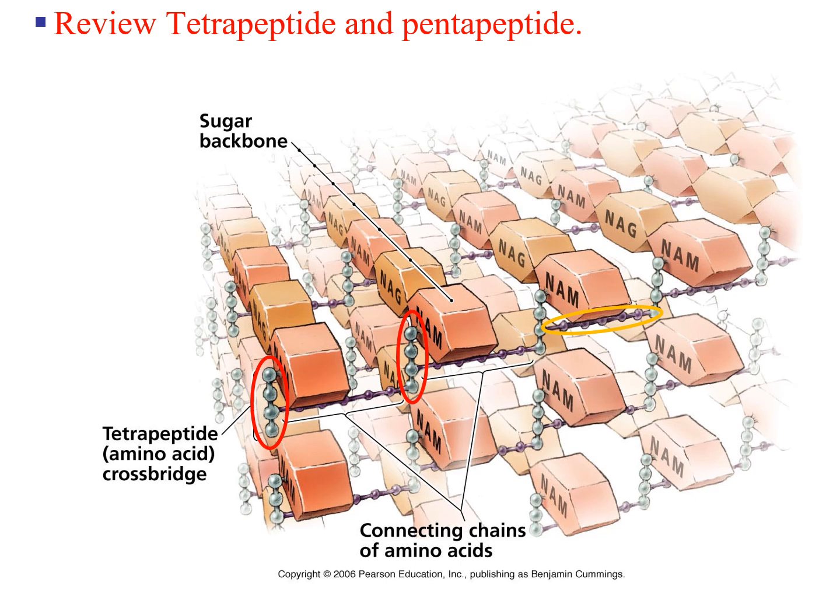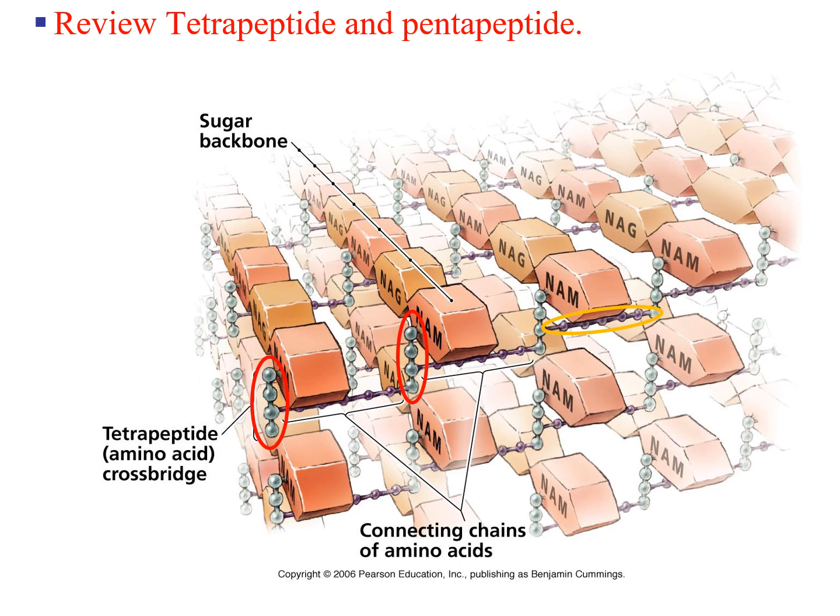The wall is composed of a sugar backbone, NAG versus NAM: N-acetylglucosamine and N-acetylmuramic acid. Those are the two modified sugars. They're modified versions of glucose.